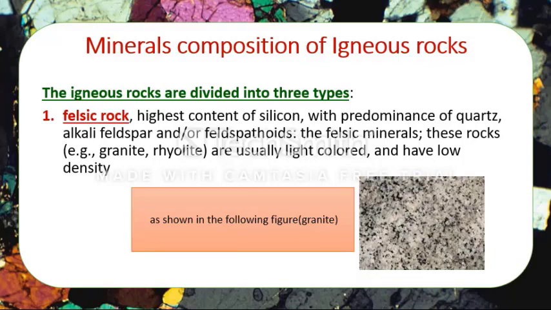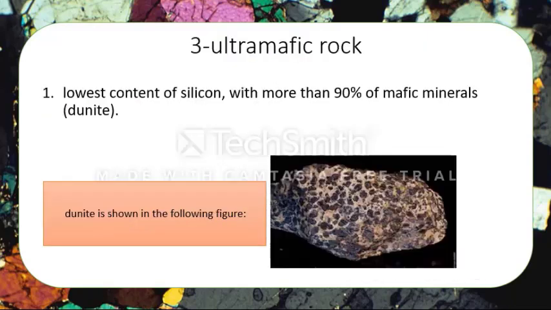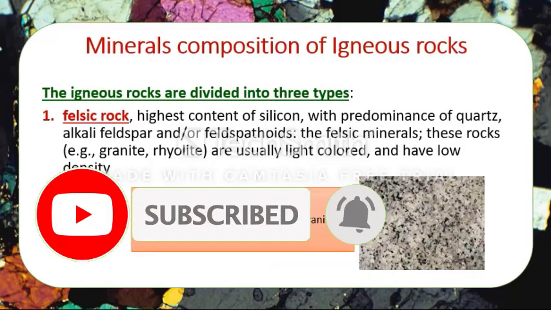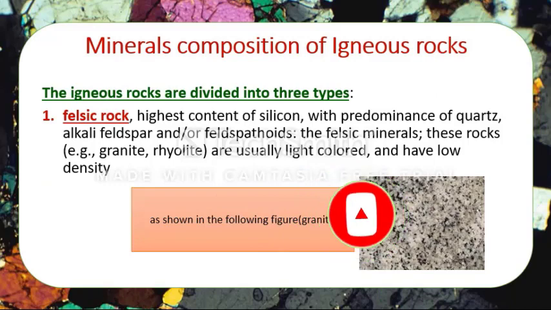Minerals composition of igneous rock. The igneous rocks are divided into 3 types: felsic rocks, mafic, and ultramafic. The felsic rock has the highest content of silicon, with predominance of quartz, alkali feldspar or potassium feldspar, and plagioclase feldspar. Examples of these rocks are granite and rhyolite. As I said before, granite and rhyolite have the same mineral composition but differ in texture.